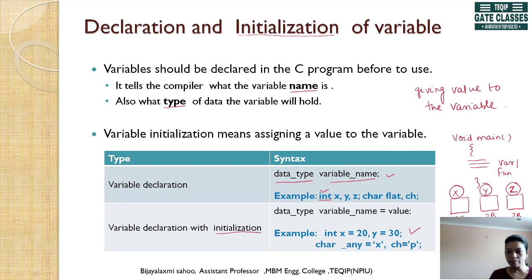If I write character, this is another example, char flat, char ch. Every statement should end with a semicolon, that's why there is a semicolon. So it will create a variable flat, another variable ch, and each will have 1 byte size. Similarly, you can create a variable of double, you can create a variable of float, like this.